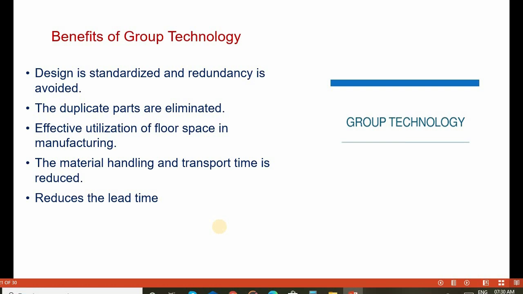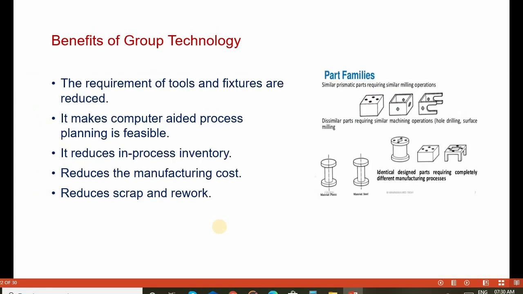The material handling and transport time is reduced, because of the grouping and part families. It reduces the lead time and the production time. Also, the requirement of tools and fixtures is reduced, so that computer-aided process planning is feasible. It reduces in-process inventory.